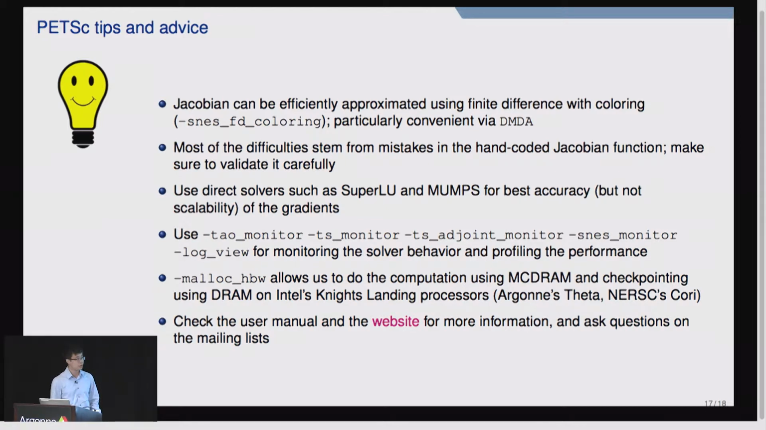So PETSc can approximate the Jacobian automatically using coloring. It's particularly convenient if you're using DMDA for data management. And most of the difficulties stem from mistakes in the hand-coded Jacobian. So make sure to validate the Jacobian carefully. For best accuracy, we suggest you try direct solvers such as SuperLU and MUMPS. And we have tons of monitor options that allow you to monitor the solver behavior and profile the performance.